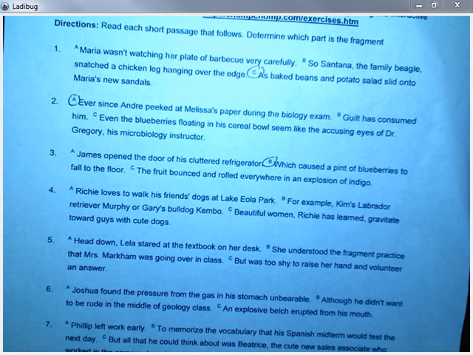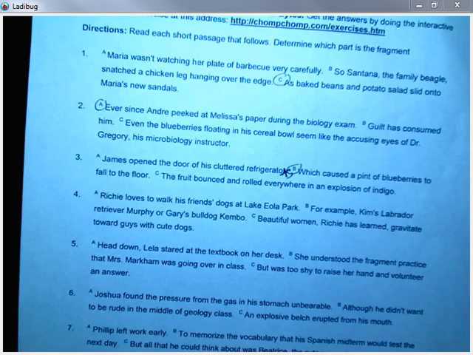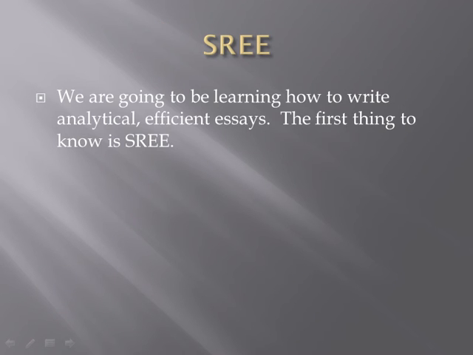Now, let me show you something. If I took out this period right here and put a comma, then it becomes a complete thought. James opened the door of his cluttered refrigerator, which caused a pint of blueberries to fall to the floor. That becomes the complete thought. But as it's written, with which being a new sentence, it is not independent. We're going to continue to work with these over the next couple days, but I do suggest that you start working on these on your own to make sure you understand the difference.